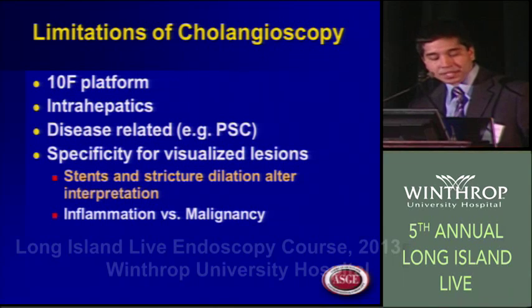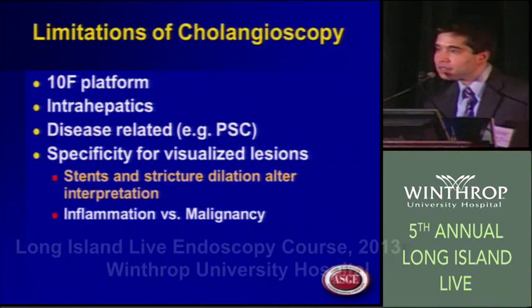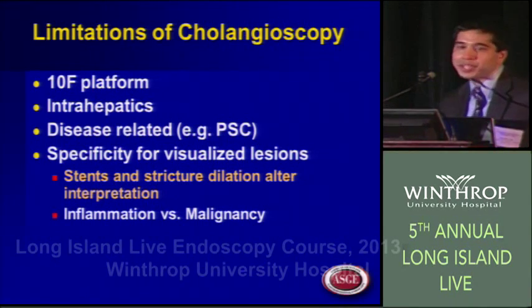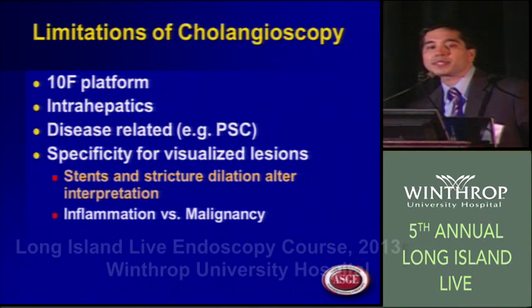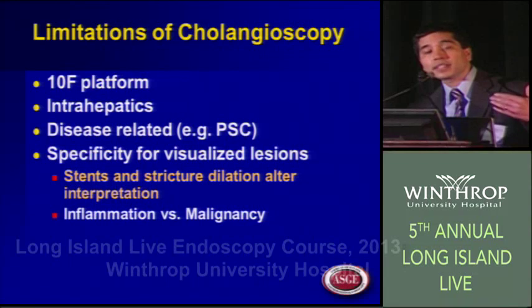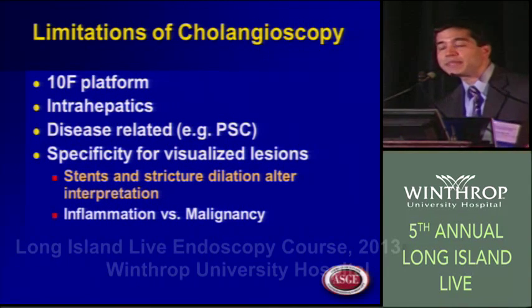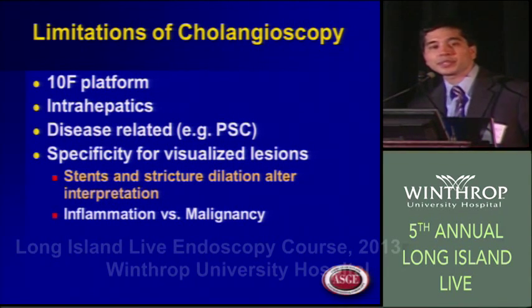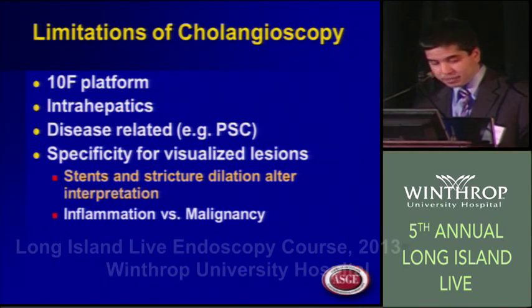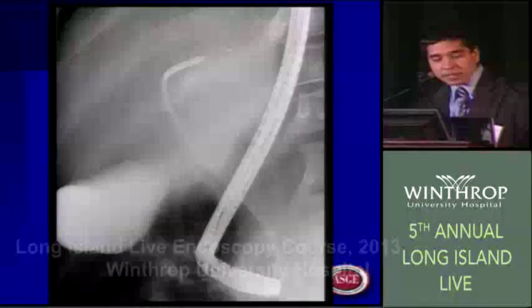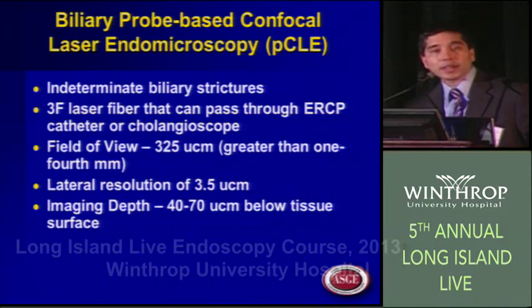So there's some limitations of cholangioscopy. And primarily, we end up doing cholangioscopy after stents have been placed across a malignant appearing stricture. So sometimes stents may alter the interpretation, or if you have to dilate the stricture in order to get the cholangioscope across as a 10 French scope, and sometimes just the dilation can alter your interpretation of the imaging. So it brings me to confocal microscopy, and this is being utilized in indeterminate biliary strictures at select centers.